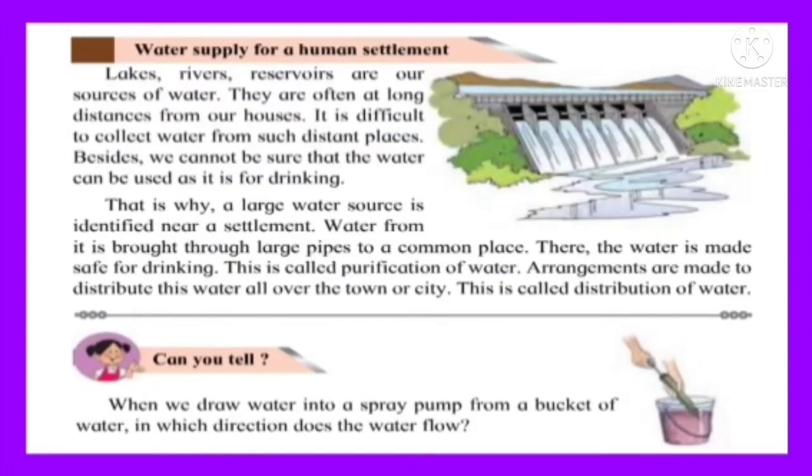Now, you can see a bucket of water and someone is trying to take water into the spray pump, right? When you do that, in which direction does the water flow? It has to naturally go in the upward direction. From the lower part, it has to be pulled up so that the water enters the spray pump and fills it, right?